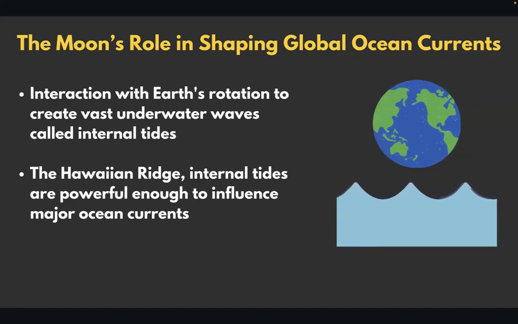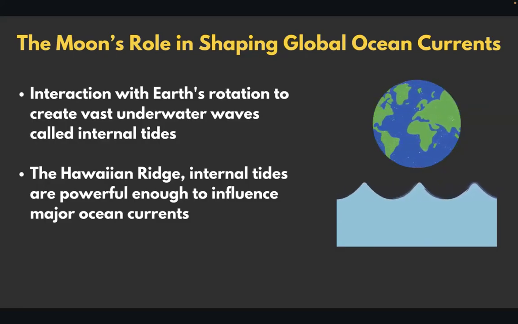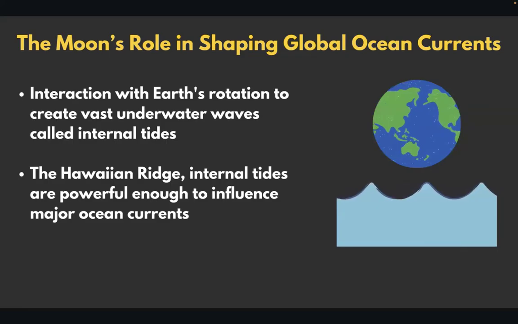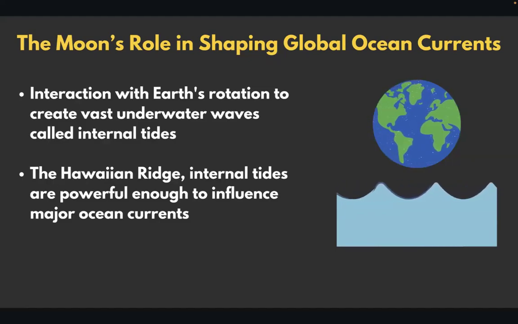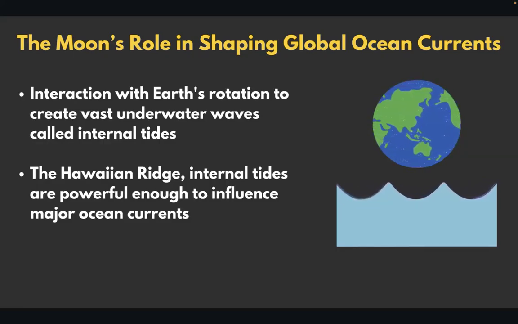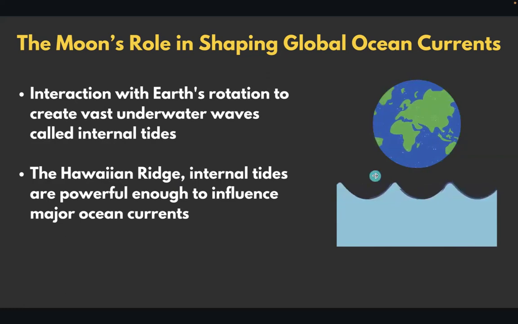For example, in regions like the Hawaiian Ridge, internal tides are powerful enough to influence major ocean currents, such as the Pacific Current. Without the moon driving these tidal forces, our ocean would be less dynamic, potentially disrupting the delicate balance of heat and nutrients that sustain marine life and influence weather patterns worldwide.